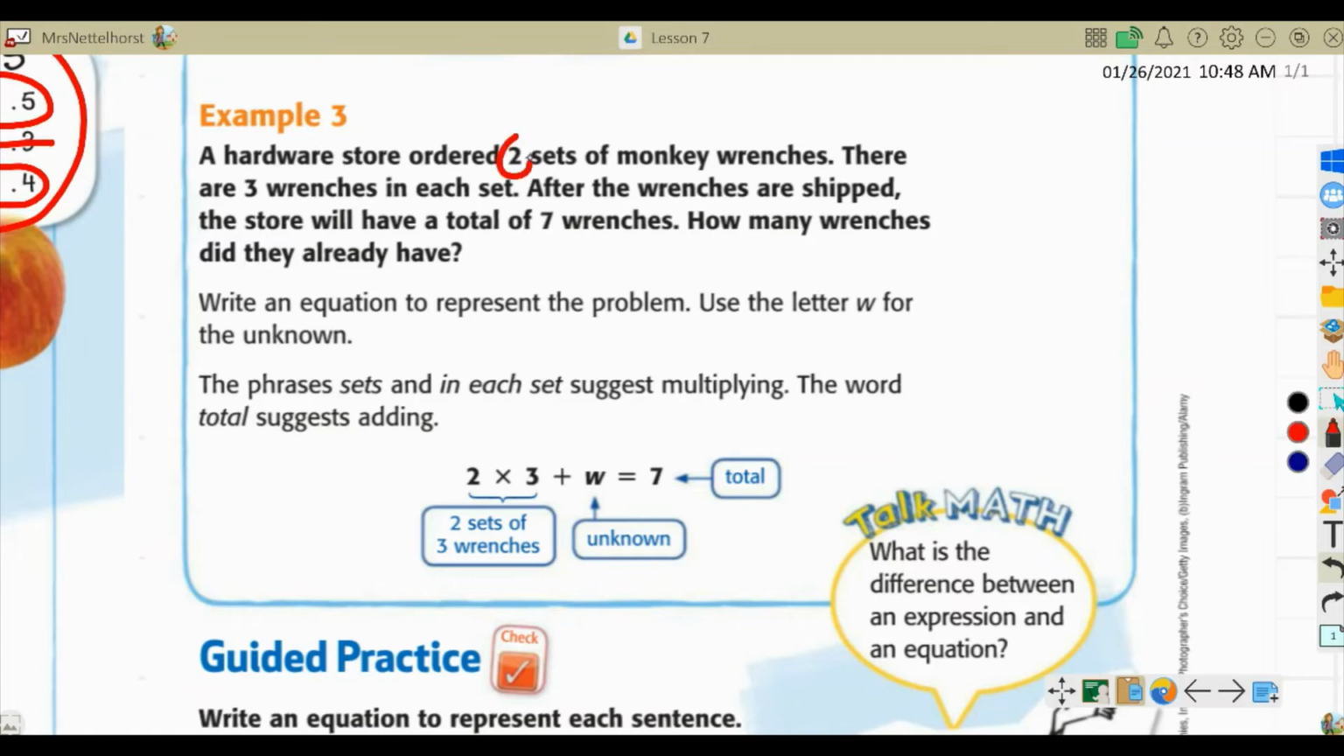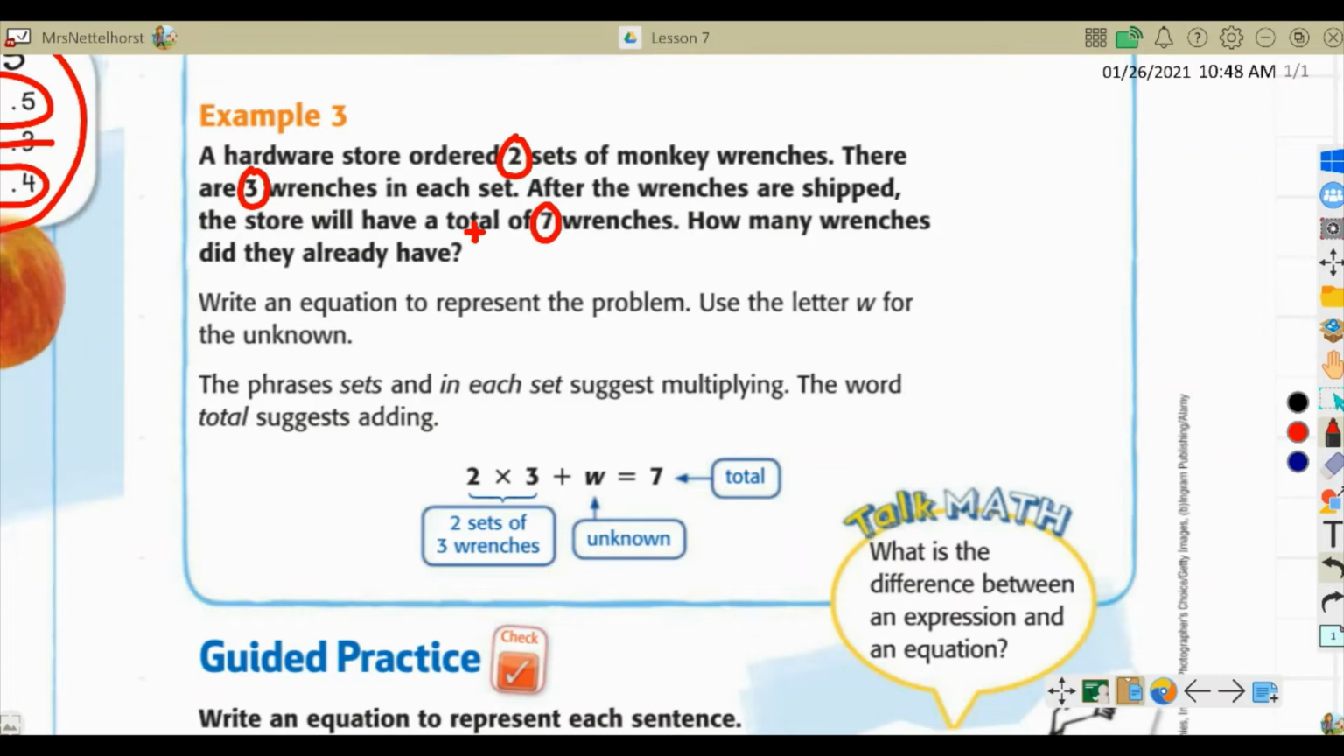I have 2 sets of monkey wrenches. There are 3 wrenches in each set. When they're done, they have a total of 7 wrenches. How many wrenches did they already have?